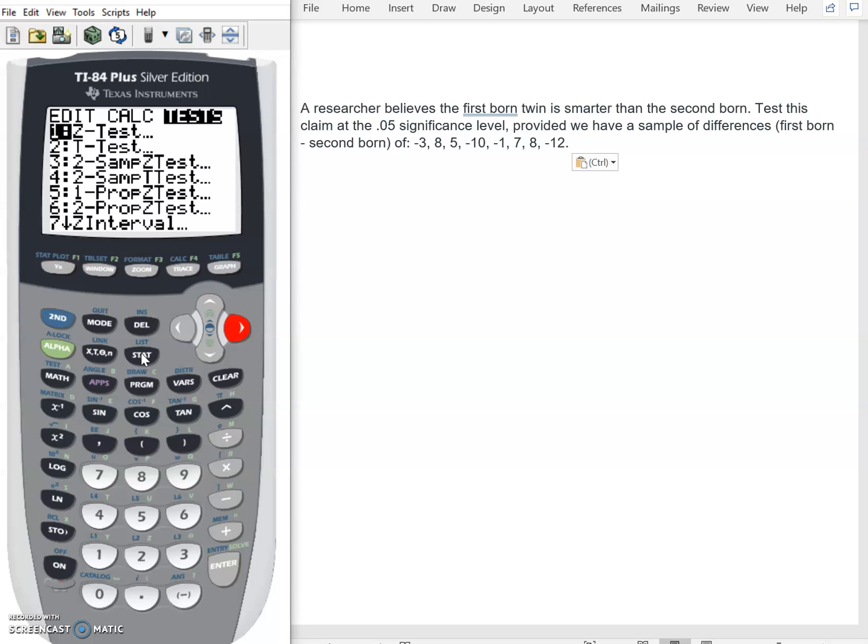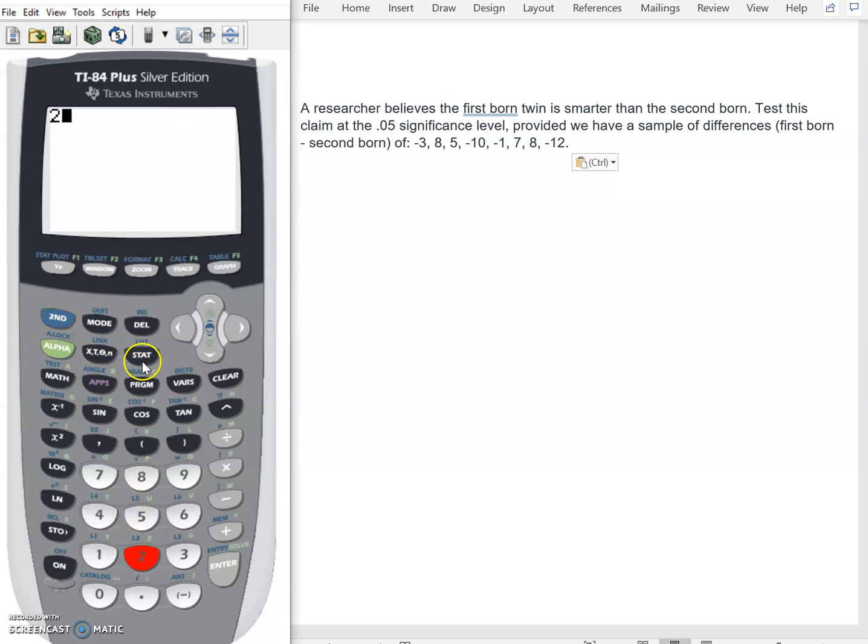So we don't have proportions, so 5 and 6 are out. We don't have 2 samples, right? We actually may have started with 2 samples, but we took all of the firstborn and paired them with their respective sibling and did firstborn minus secondborn. So paired data gives us 1 data set. That's the set we see in front of us. Because we do not know the population standard deviation, it's not a z-test, but rather a t-test.